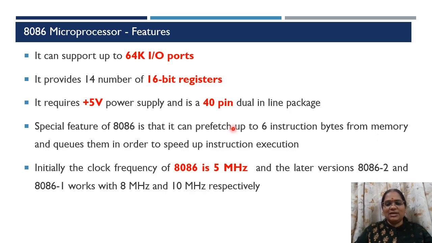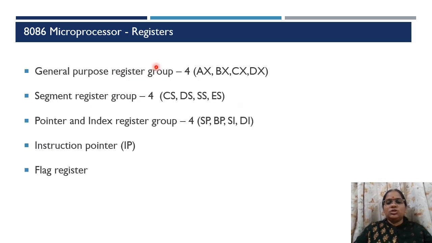We will see in the coming slides, where it can fetch up to 60 instruction bytes from the memory and it will do the instruction execution. Initially, the clock frequency is 5 megahertz. The later versions will have 8 and 10 respectively.